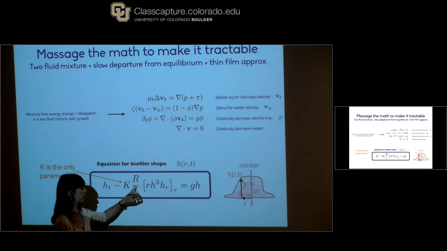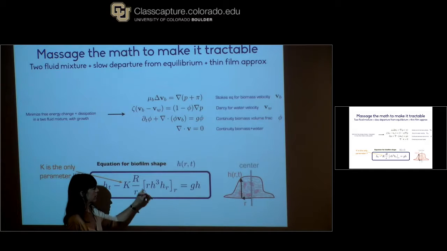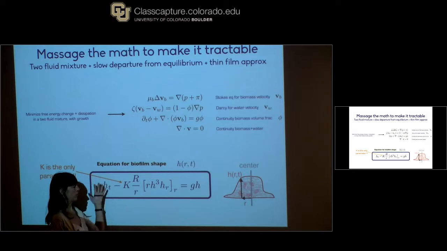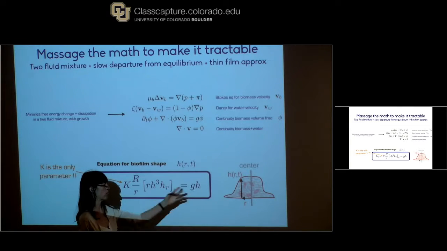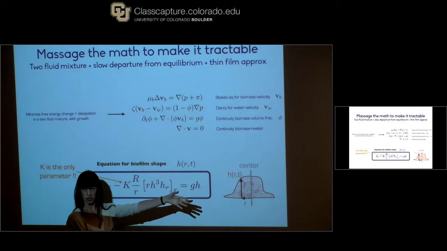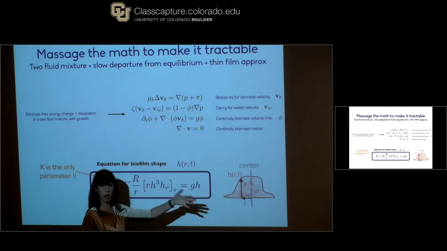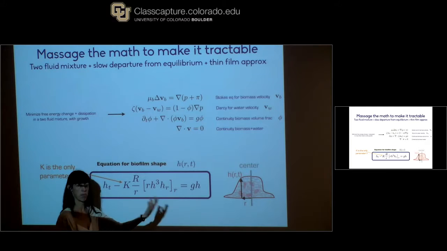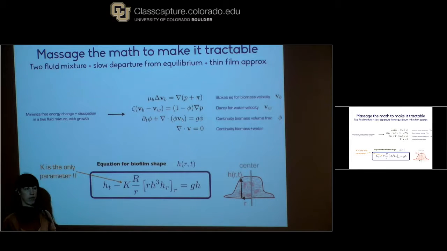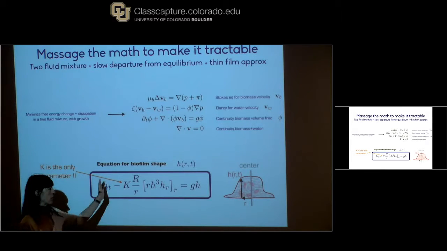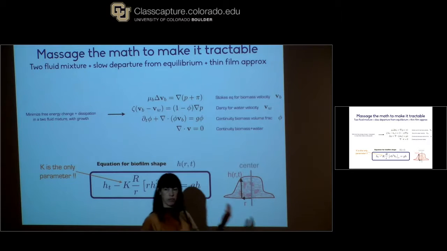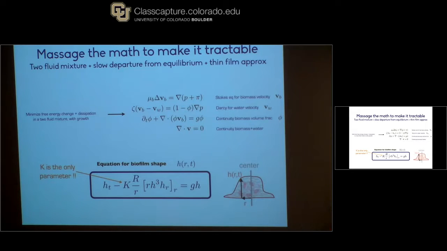So if you define the flux as everything that's inside the parenthesis, this is how the shape of the biofilm will vary as a function of biomass growth rate and flux. If the biomass flows, then the overall shape of the biofilm will change. And you can recognize this from thin film models, like a fluid going down a slide driven by gravity or whatever else.